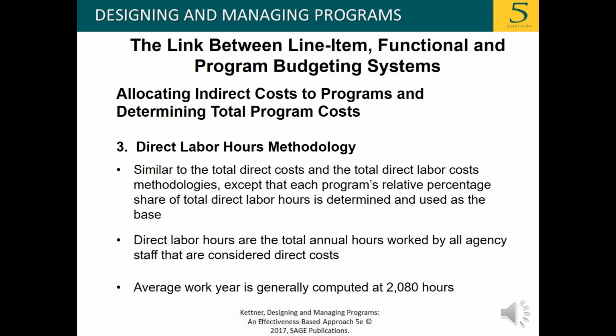Direct labor hours methodology is similar to the total direct cost and total direct labor cost methodologies, except that each program's relative percentage share of total direct labor hours is determined and used as the base. Direct labor hours are the total annual hours worked by all agency staff that are considered direct cost. Average work year is generally computed at 2,080 hours.